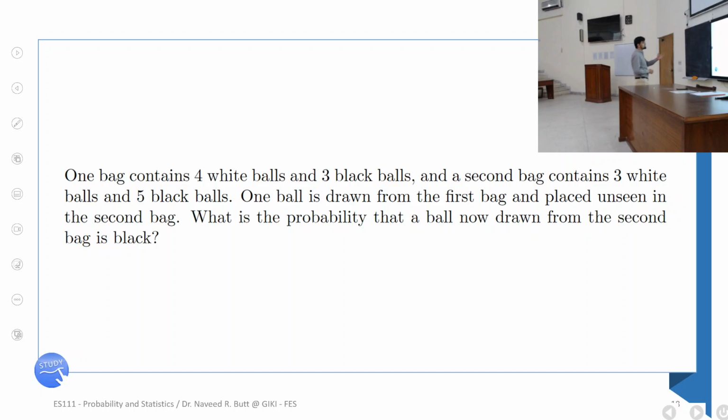Earlier problems were easy, you didn't need a subscript. Now you need it because two sequential things are happening. You take from one bag and you put in the other bag. So you need to identify what happened in the first bag when you put a ball out without seeing. What could have happened there? There are only two possibilities, B1 or W1, for the first bag. You could have either drawn a black ball or a white ball.